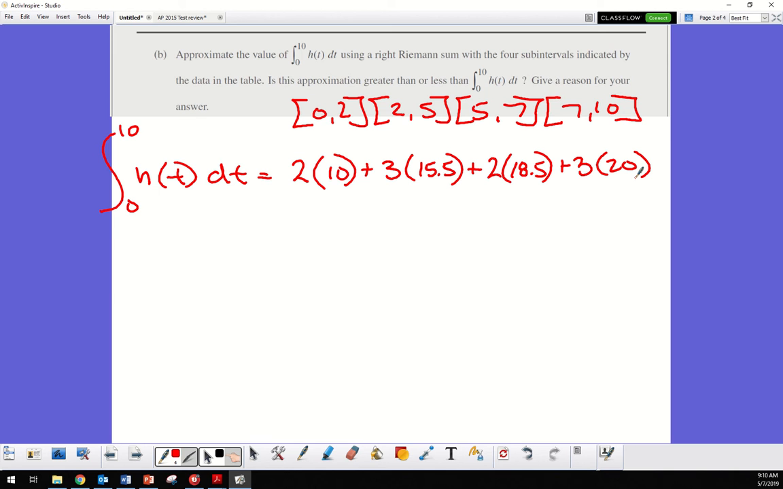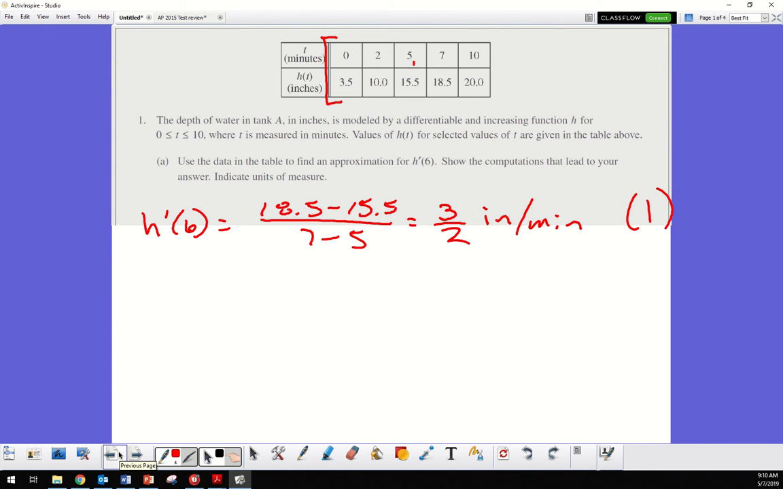So from there, I'm going to do what? Calculate it out. What do we have? 163.5. What are my units? Inches squared. Okay, let's go back and talk about what we're doing right here. Just inches.